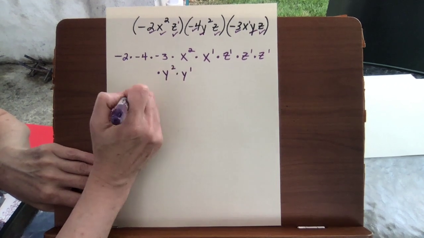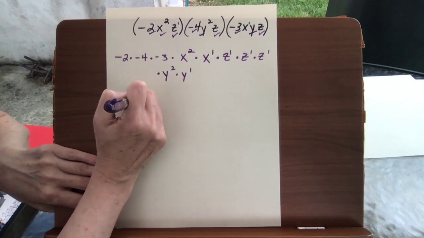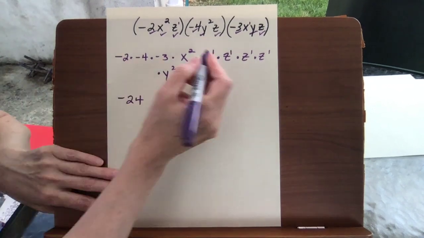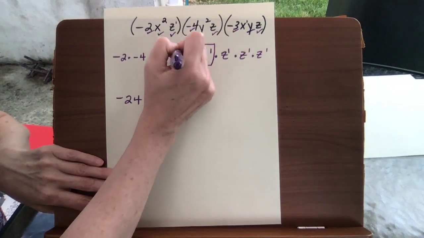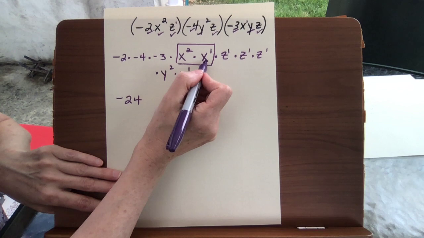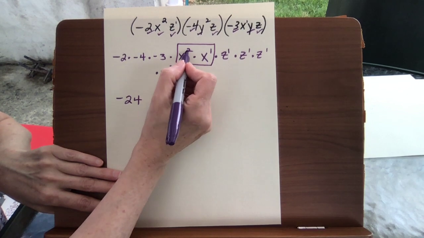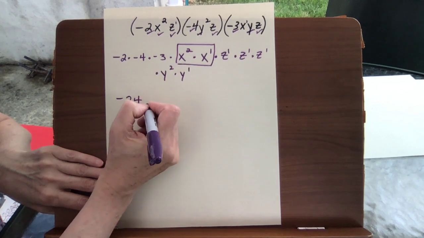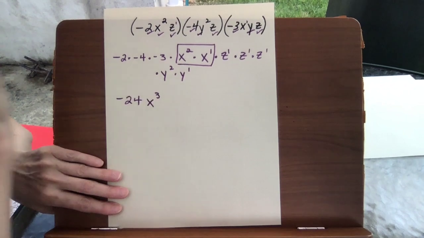+8 times -3 is -24. So that's the coefficient. That's done. Then I'm going to take the x's. I'm multiplying 2 x terms, and I'm going to add their exponents. So that's going to give me x to the 3rd power.